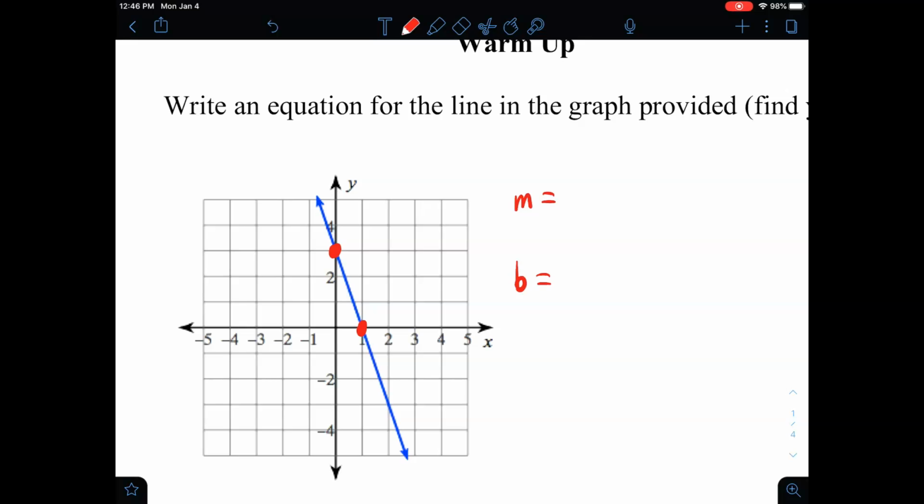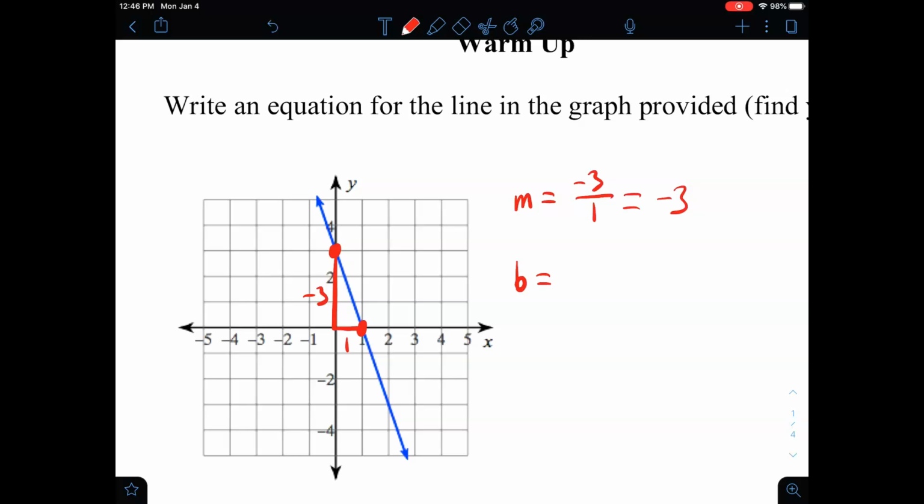Well, let's find m. To go from the left point to the right point, are we going to go up or are we going to go down? We're going to go down 1, 2, 3. We're going to go over 1. So it's negative 3 over 1, right? It's rise over run. We can reduce that to just negative 3.